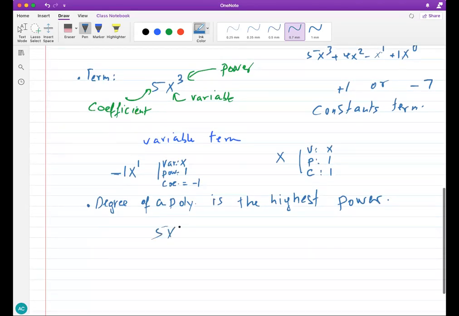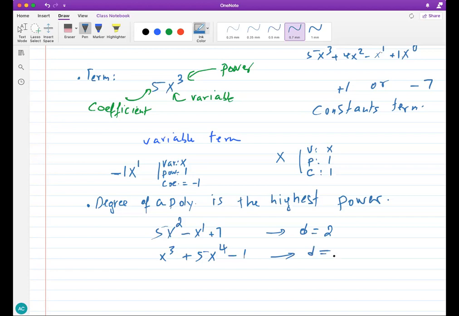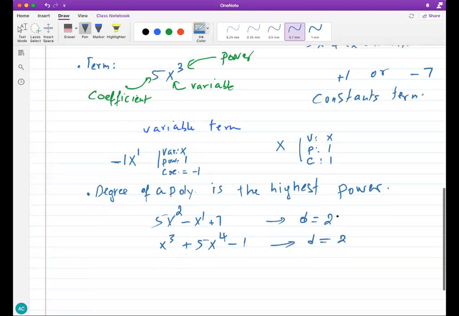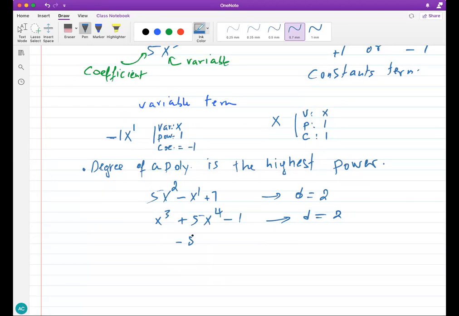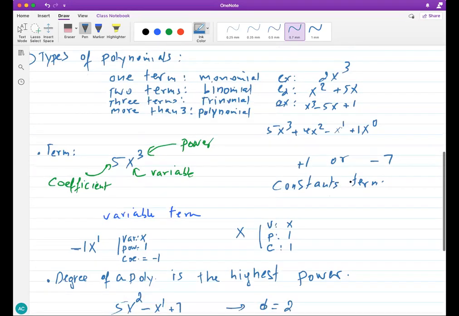For example, so the degree here is? 2. That's right, 2. And maybe also x to the third plus 5x to the fourth minus 1. The degree is? 4. 4, that's right, the highest one. What about this monomial here? Let's say negative 8. Just one term. What is the degree? The degree is not the power of the coefficient, it's the power of the variable. Since you don't have a variable, the degree is? 0. Okay, the degree is 0.